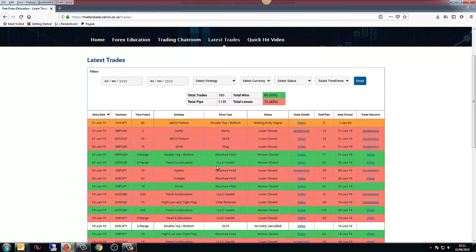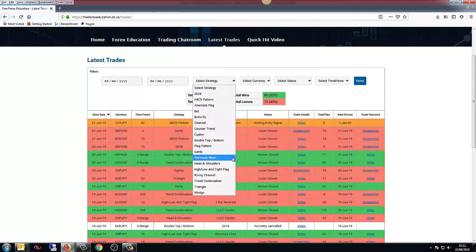This is where you'll also get your trade signals, so it'll tell you what the entry date was, the currency pair, the time frame, the strategy, the entry type, the current status, the video, which is again the signal talking you through why we're entering the trade, where stops and targets go. This is whether it won or lost, and then the outcome of the trade. And up here you can see the overall status. So overall, over all the different strategies, we've got a win rate of 85%.